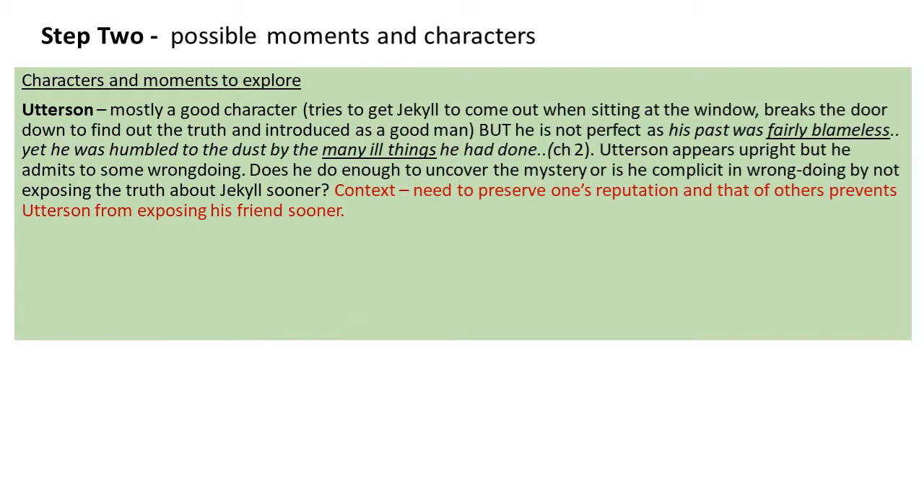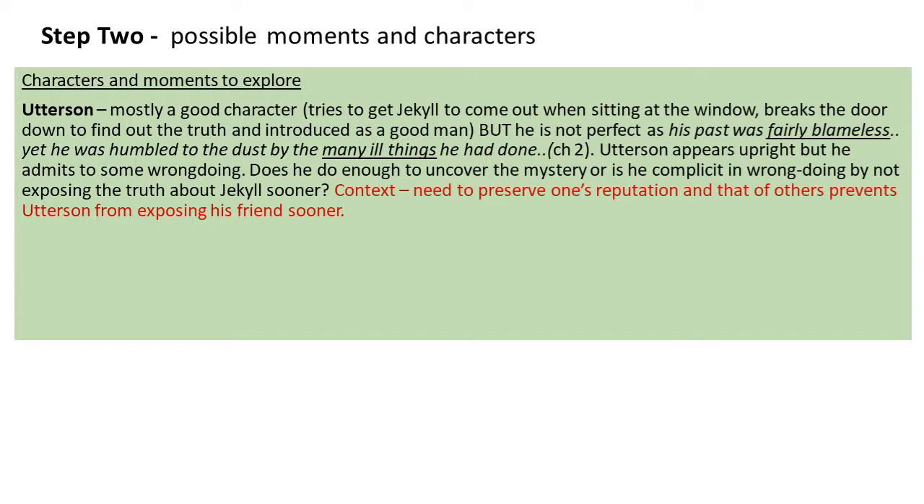So you may also want to talk about Utterson. Utterson is mostly a good character. He tries to get Jekyll to come out when he's sitting at the window, and he breaks the door down to find the truth. And he's introduced as a good man. So 3 moments you could refer to: the incident at the window, trying to coax Jekyll outside, breaking the door down in The Last Night, chapter 8, and also at the beginning of chapter 1, he's introduced as the last reputable acquaintance in the lives of downgoing men. So introduced as a really moral, good character.